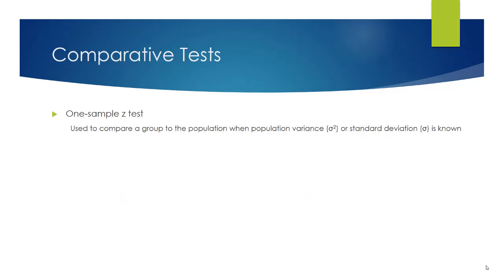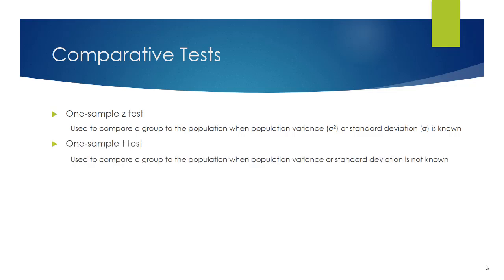With comparative, we really talked about 5 major tests. We talked about a one-sample z-test. This is used to compare a group to the population when the population variance or the standard deviation is known. We also talked about a one-sample t-test. This also is used to compare a group to the population. However, in this case, the population variance or standard deviation is not known.